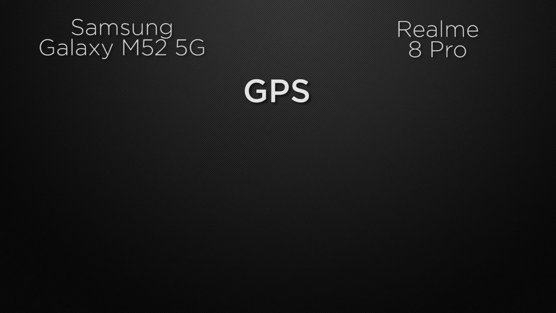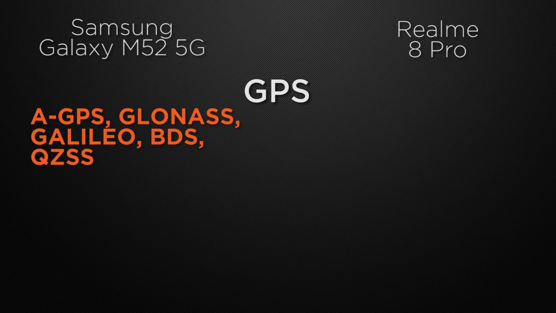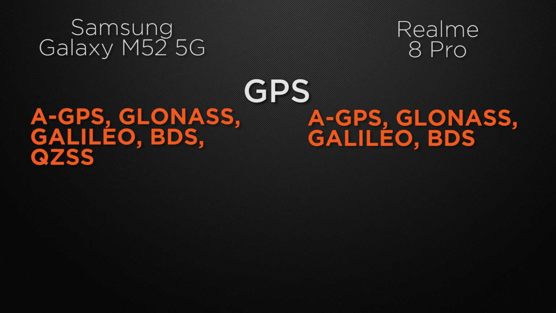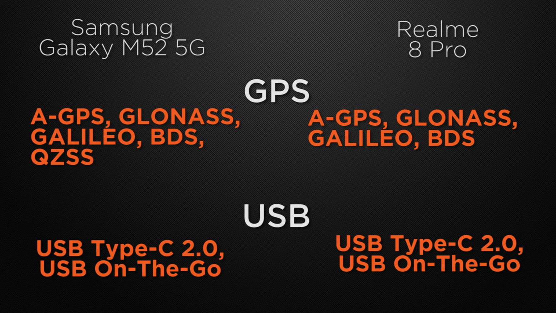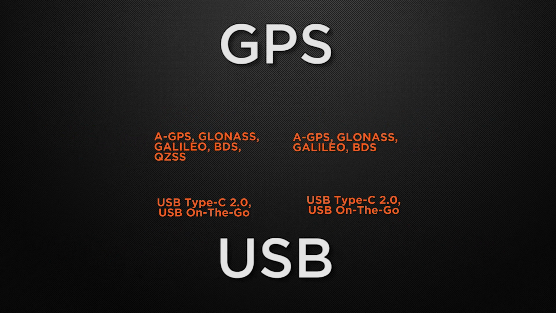Let's talk about the positioning chips in the devices. M52 has AGPS, GLONASS, Galileo, BDS and QZSS, whereas 8 Pro also has AGPS, GLONASS, Galileo and BDS. So the winner here is M52 because it has QZSS. And about the USB connectivity of the devices, M52 comes with 2nd gen of Type-C connector with OTG support, whereas 8 Pro has 2nd gen of Type-C connector with OTG support, so it's a tie.